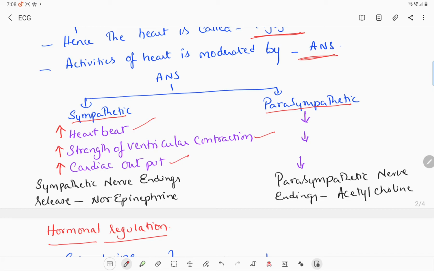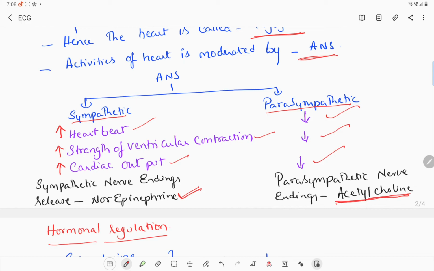And also sympathetic nerve endings release norepinephrine. Norepinephrine is a hormone and also acts as a neurotransmitter. So sympathetic nerve endings are releasing norepinephrine. Then what about the parasympathetic nervous system? The parasympathetic nervous system decreases the heartbeat, decreases the strength of ventricular contraction, and decreases the cardiac output. Then parasympathetic nerve endings release a neurotransmitter, a chemical called acetylcholine.